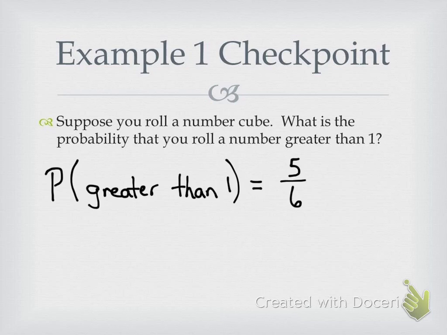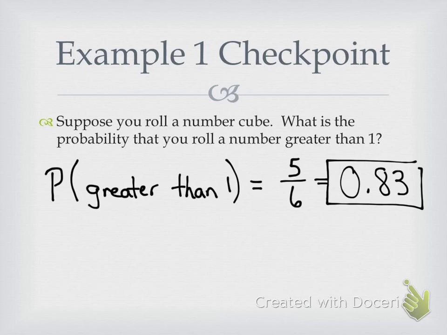5 over 6. And I forgot on the last one, but make sure you write it as a decimal, 0.83. The 3 is repeating, so I just go 3, 3, and then I round to the nearest hundredth, so 0.83. The last one would have been 0.17. Yeah, that's right, 1 over 6. If you said 0.833 repeating, that would be fine. I wouldn't take off for that.